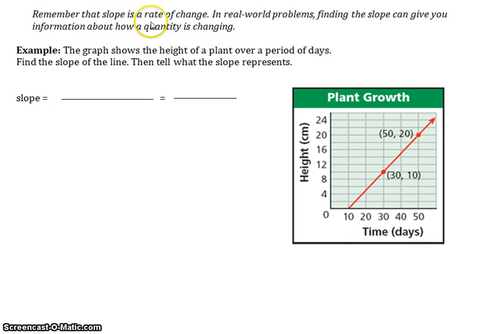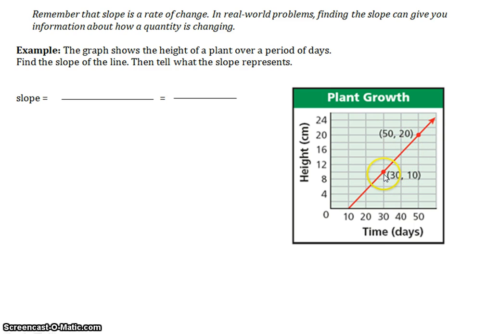Remember that slope is a rate of change. In real-world problems, finding the slope can give you information about how a quantity is changing. The example: the graph shows the height of a plant over a period of days. Find the slope of the line, then tell what the slope represents. So here's our line, and we need to calculate this slope.